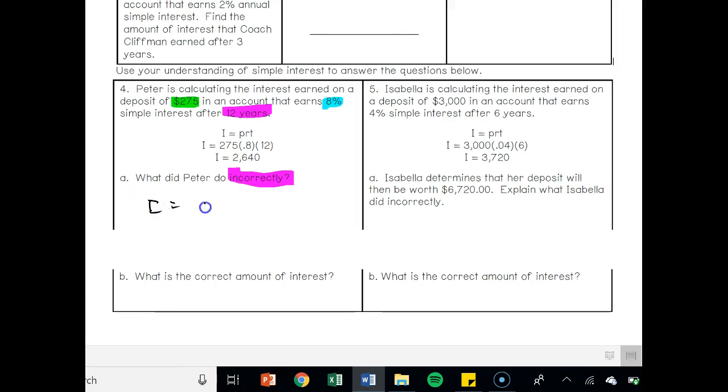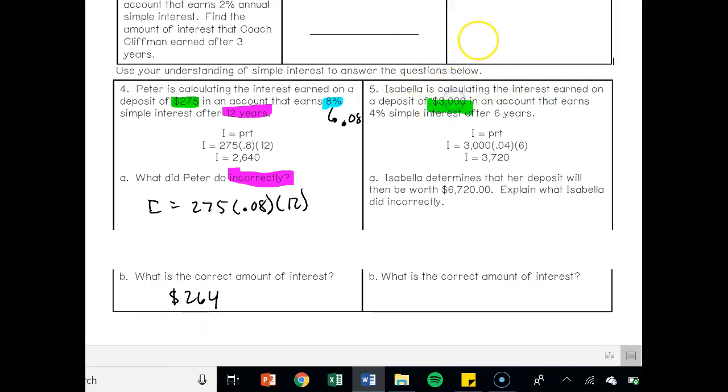And his incorrectness was here. Interest is equal to 275. 8% as a decimal is 0.08, not 0.8. So times 0.08 times 12, right? And so if we do that math, then his correct amount of interest should be $264.